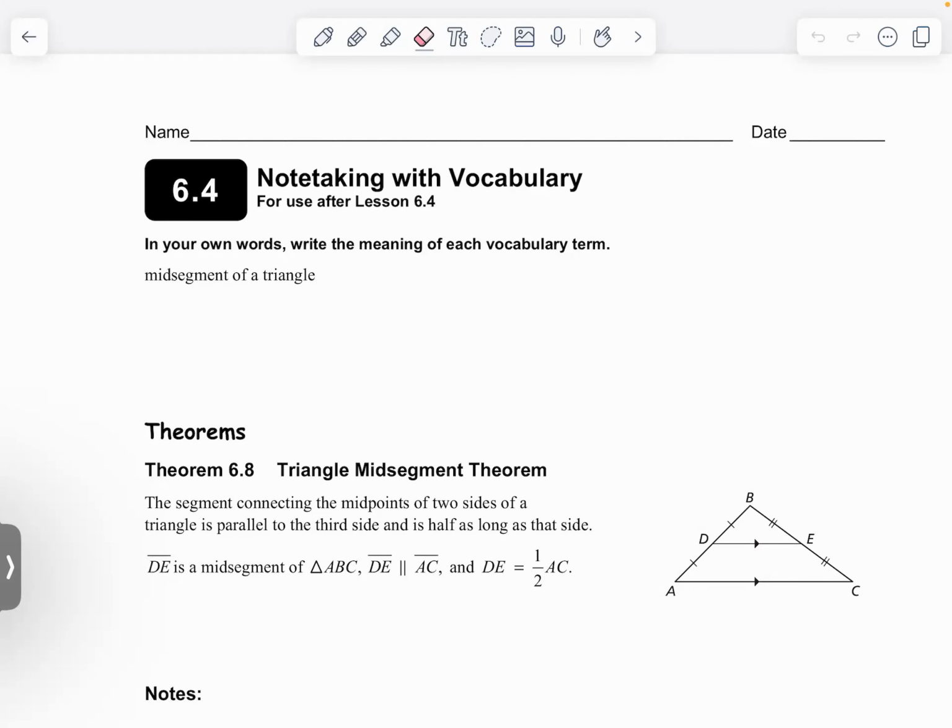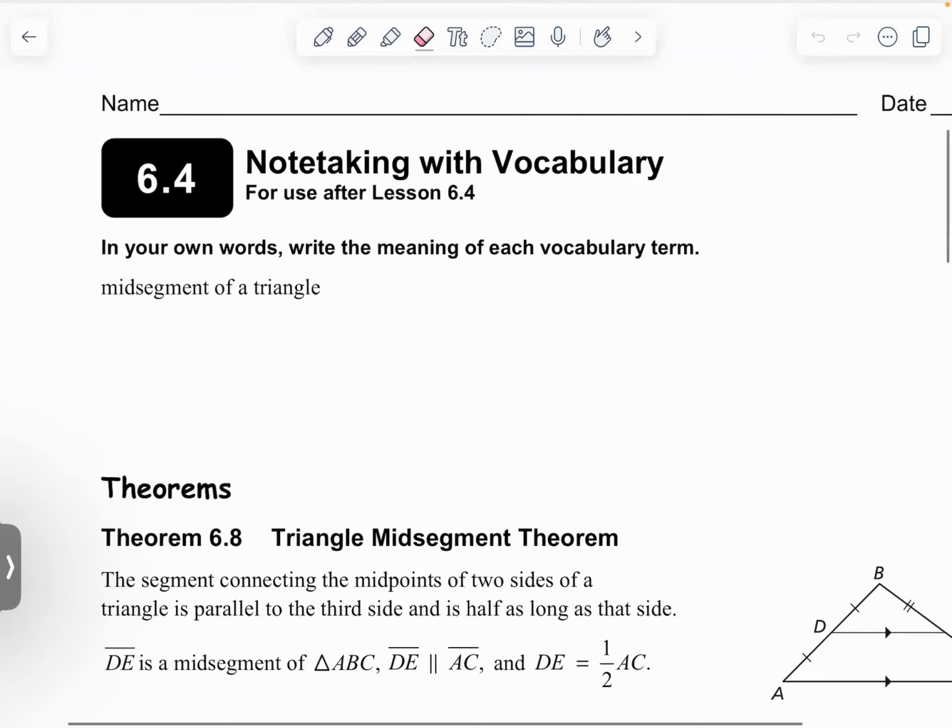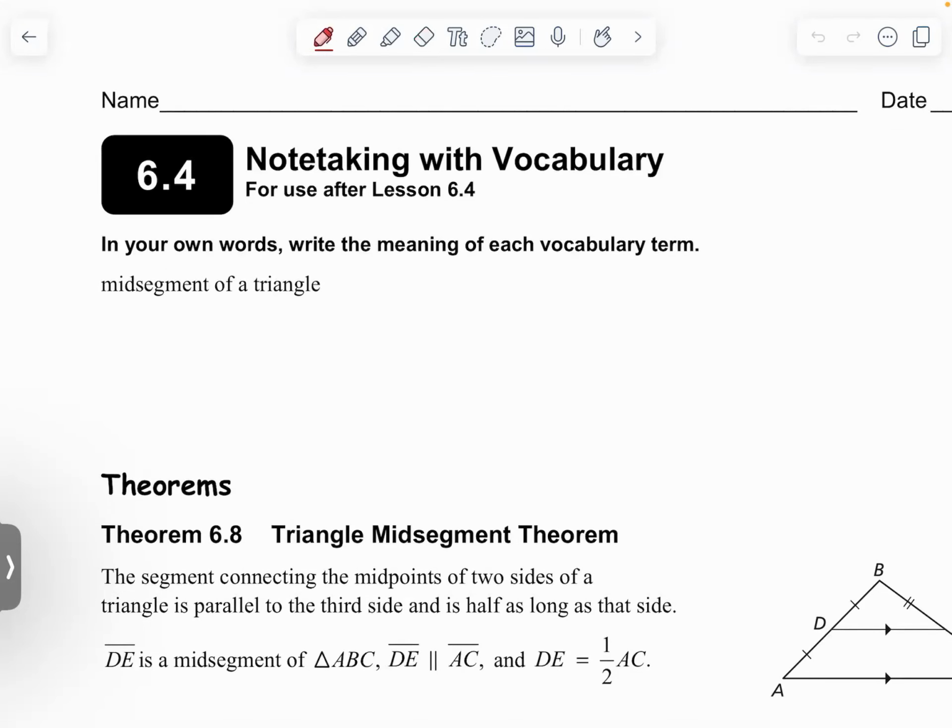Okay, so we've gone through all of our points of concurrency in a triangle. Today we're going to talk about what a mid-segment is. What do you think it has to do with a mid-segment? Okay, the middle of a triangle. That's a segment. Okay, mid makes me think of midpoint. Does it make you think of midpoint?